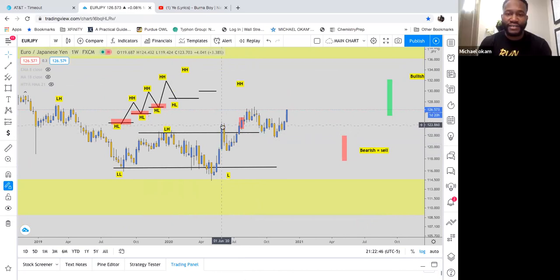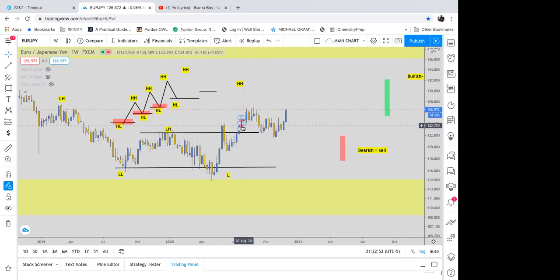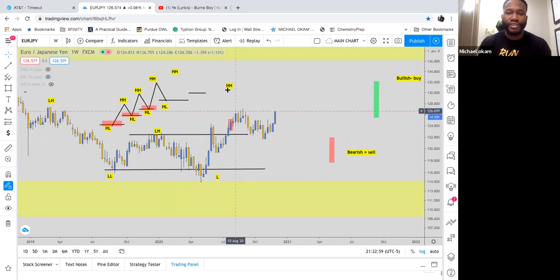Most people would have bought this, but guess what happened? Right back down. And right back down. I mean, got your money. Exactly. So it's important we wait on these candles to open and close above the previous lower high for us to know that structure has broken. Now, when that happened, to create a what? Higher high.